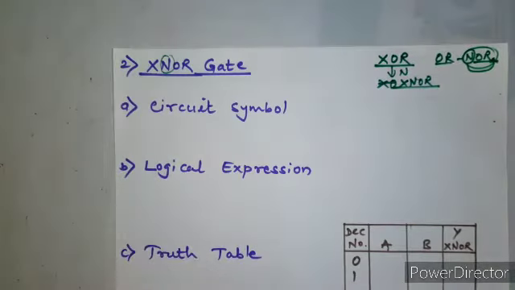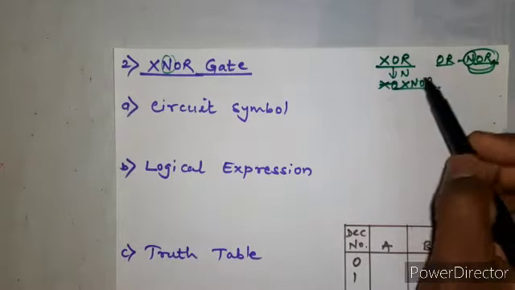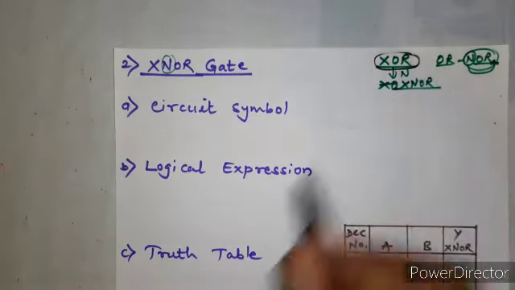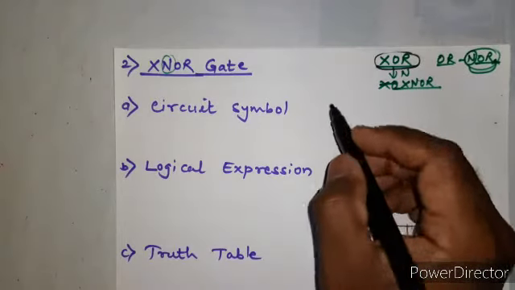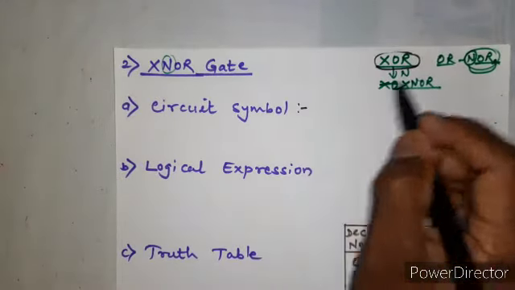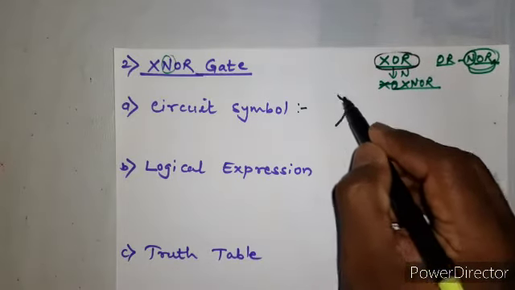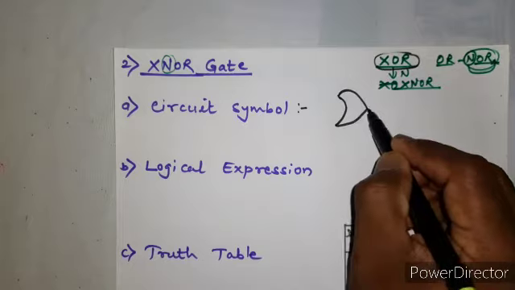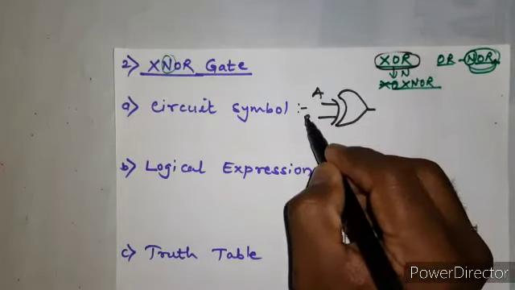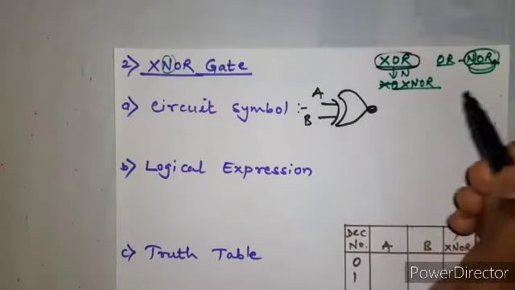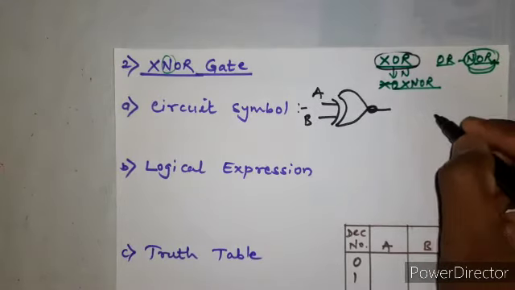Let us try to draw the circuit symbol. This XOR will be reflected in the symbol of XNOR, right? So the circuit symbol for this XNOR gate is: you will have this OR gate here, a curve here, right? A, B, and a bubble here. Let me again draw this properly.